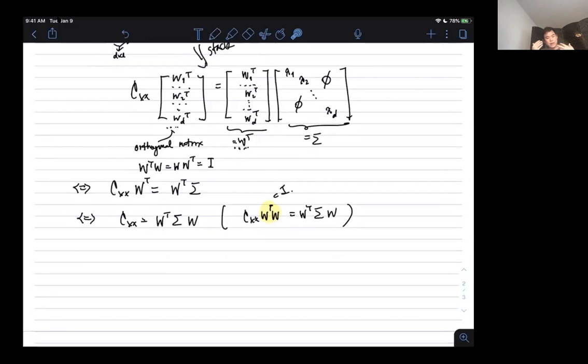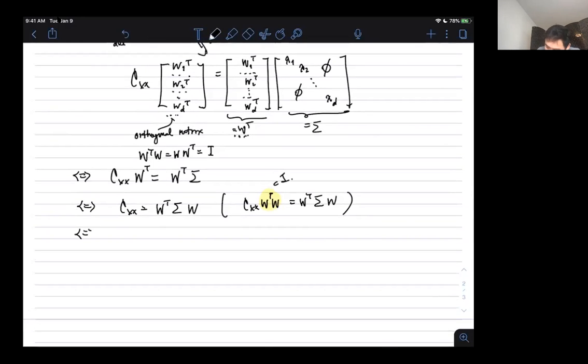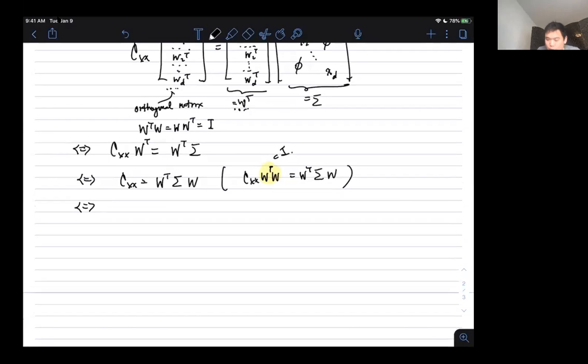Now, this is how we get the eigen decomposition. So why is this eigen decomposition interesting? Because another way to look at it is that we're going to multiply the whole thing from the left and right by W and W transpose.